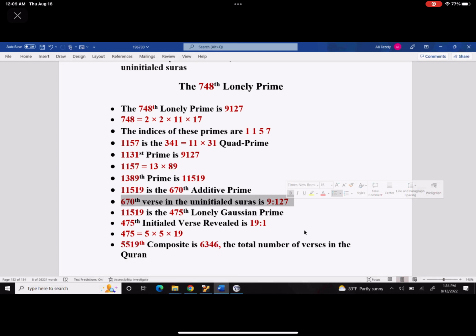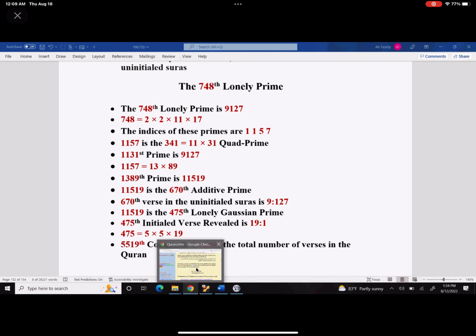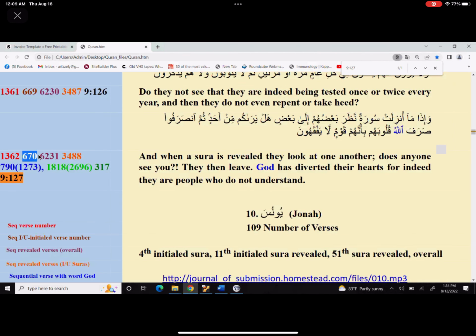Then another layer creates this number, 1389, which creates 11519, and 11519 happens to be an additive prime, the 670th additive prime, which goes back to chapter 9 again. It goes back to chapter 9, right here, to 9127 again. So this is the design of the Almighty.